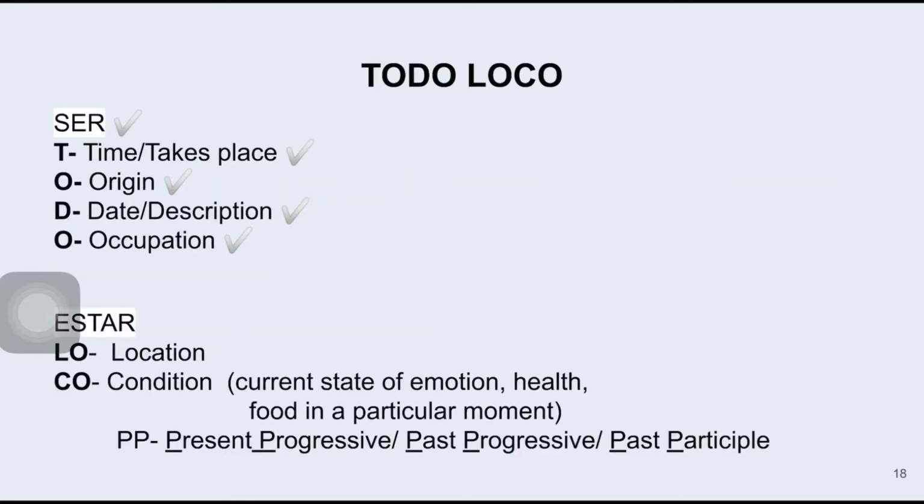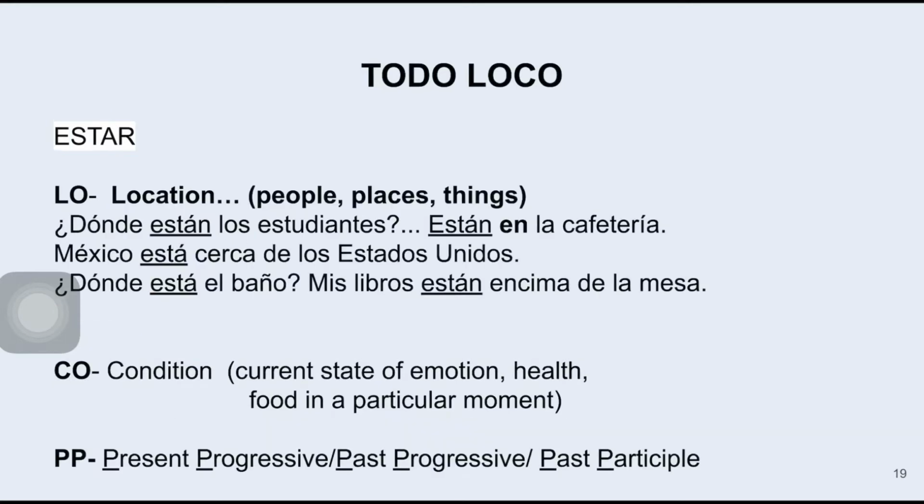All right, check out the check marks. Feels good. We got through ser: time, takes place, origin, date, description, and final O, occupation. Let's take a look at estar. Okay, loco. Now the good news is lo is grouped together and co is grouped together. So we're only going to look at two categories here.